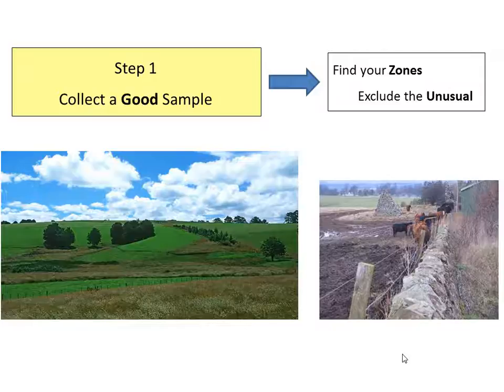Okay, on the right side here, that's an obviously unusual area, right? You don't even need someone like me to tell you not to sample that. But there are areas in your field that don't represent the bulk of what you're trying to manage. And so separate those out. Sample each of those individually.